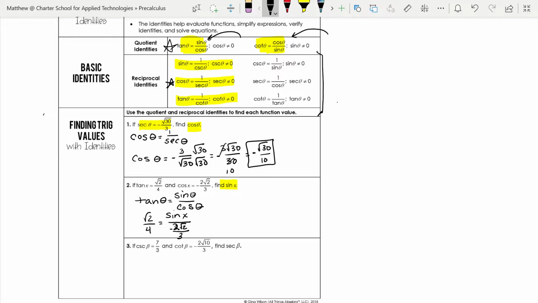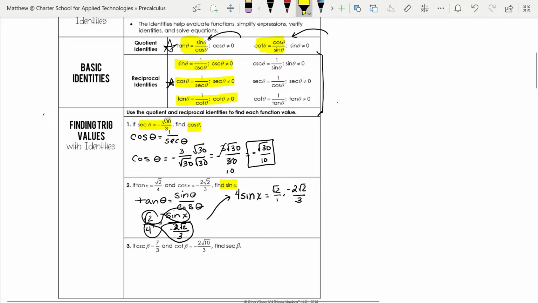We have a proportion here, so we can cross multiply. 4 sine x, I'll move this up here so you can see, 4 sine x equals, and then we have square root of 2 times negative 2 square root of 2 over 3. Well, if I'm going to multiply these, I can put a 1 there. And we know that square root of 2 times square root of 2 is just 2.